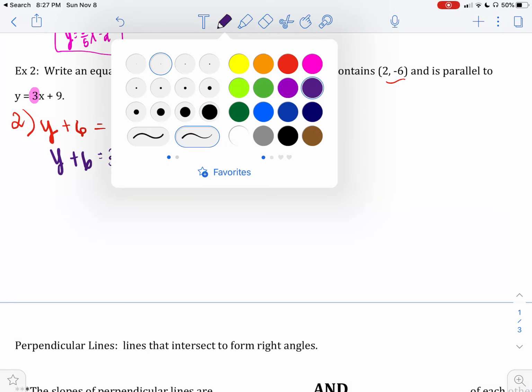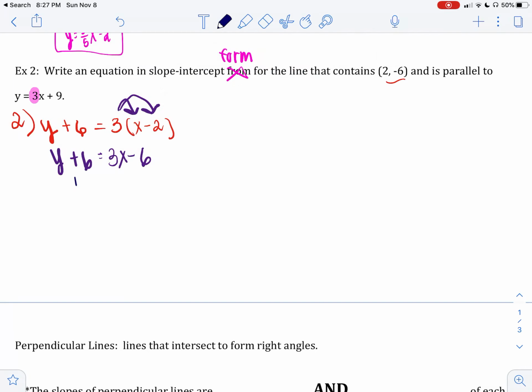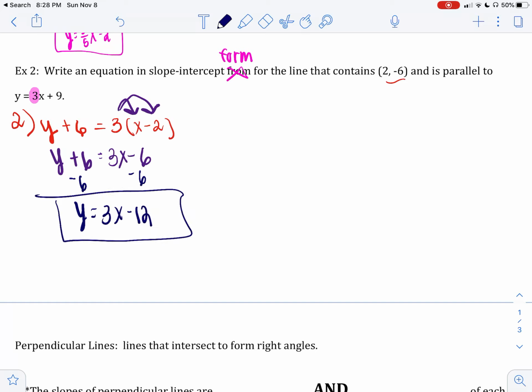Now we need to continue isolating that y. So we subtract 6 from both sides and get y = 3x - 12. And so now we have solved for a line that is parallel to y = 3x + 9. We have the same slope but a different y-intercept.